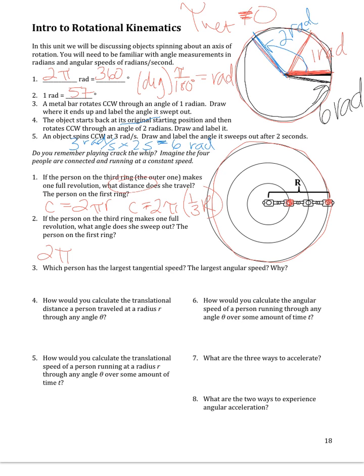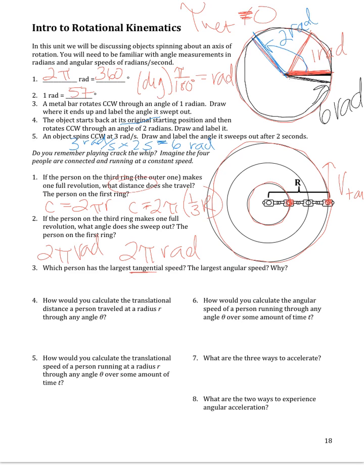If we look at the person in the first circle, if they go all the way around in a circle, they've also swept through 2 pi radians, or 360 degrees. Question number 3 says, which person has the largest tangential speed? So tangential speed would be, remember, this person has a speed tangent to the circle. We drew it like that. So this would be the V tangential.